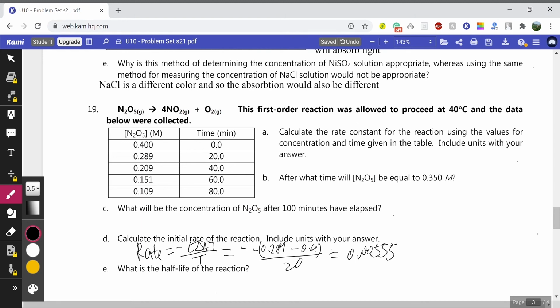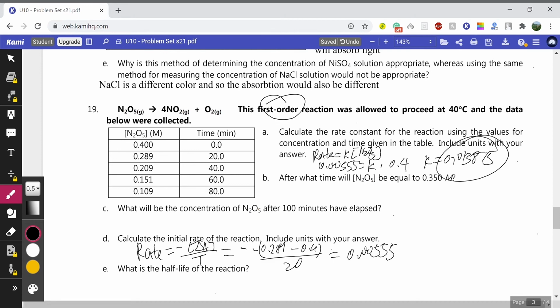Now we can find K, as rate is equal to K times the concentration of N2O5. That's our rate law. 0.00555 is equal to K times 0.4. So 0.00555 divided by 0.4 will give us K. And remember, this is the concentration of A initial. So this will give us K at 0.013875.